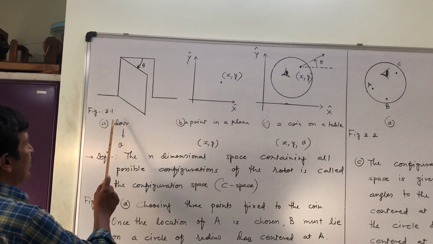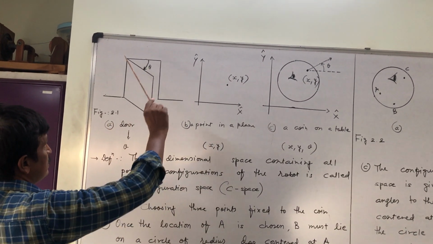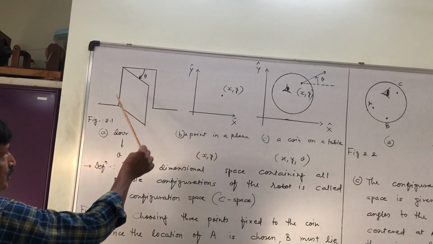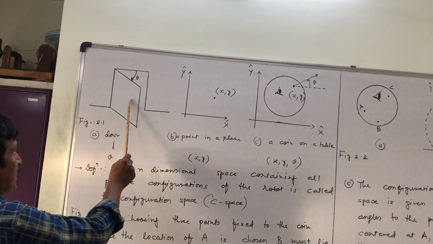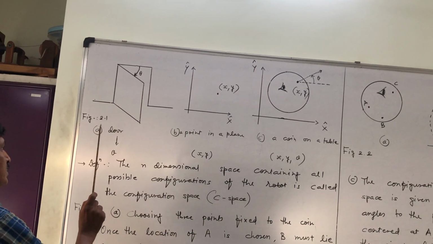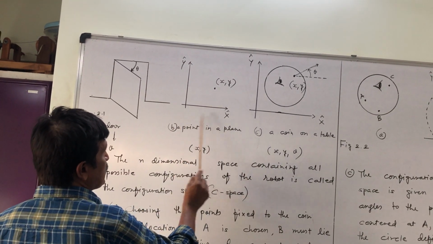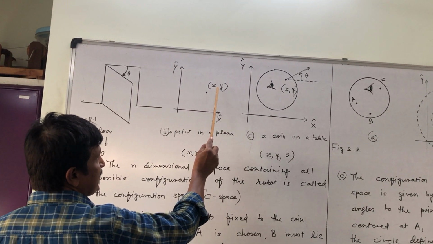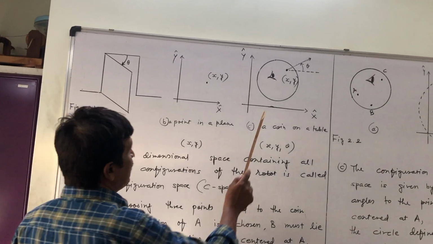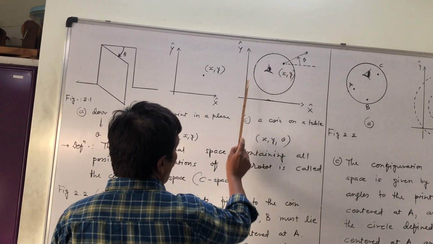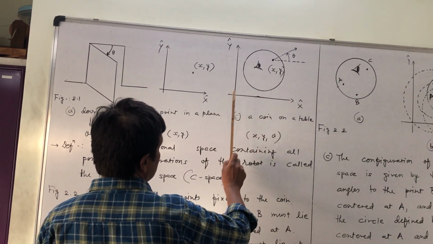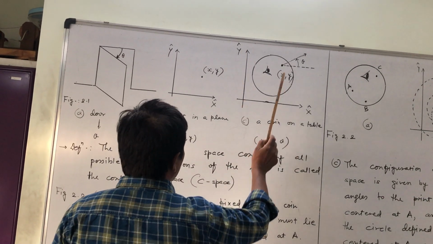This one is figure 2.18. This one is a door. It is rotating about a hinge with angle theta. We can represent its position through just angle theta. This one is a point in the xy plane, with x and y coordinates. This one is a coin on the table, say the xy plane.